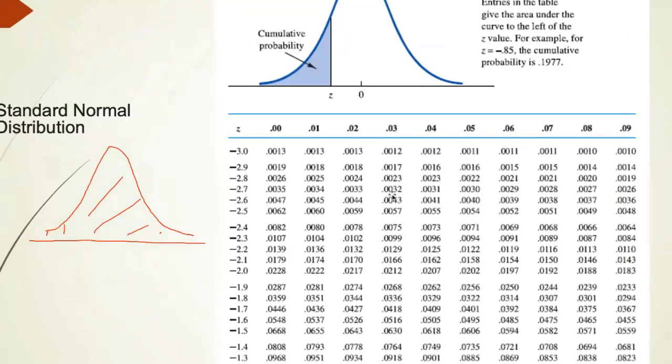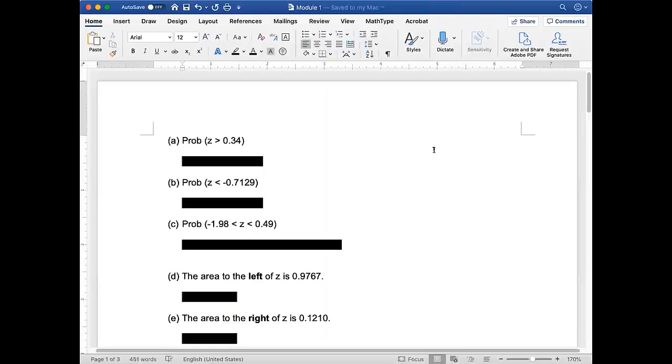So two sets of numbers, very, very important. This is the questions. We're going to work on this exercise together. The very first one, A: probability Z more than 0.34. Have you already solved that one? Are you able to get it?